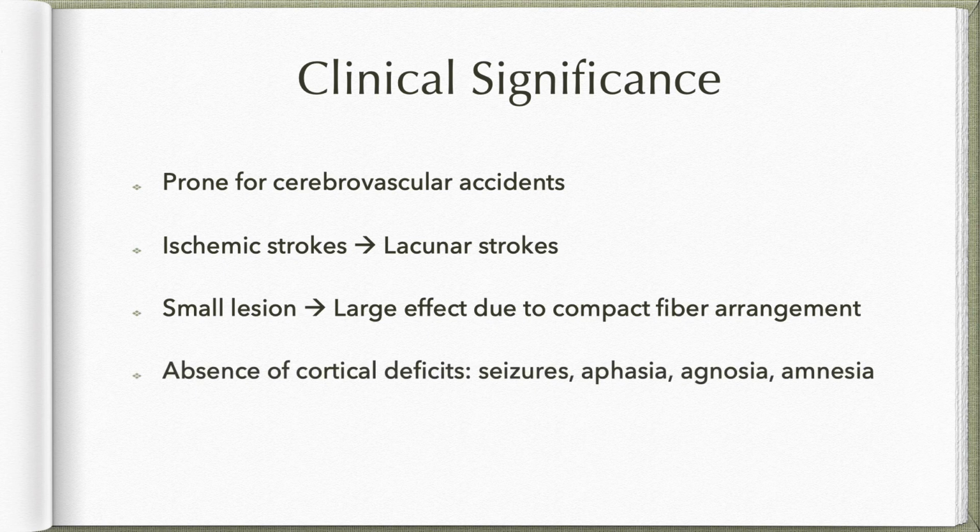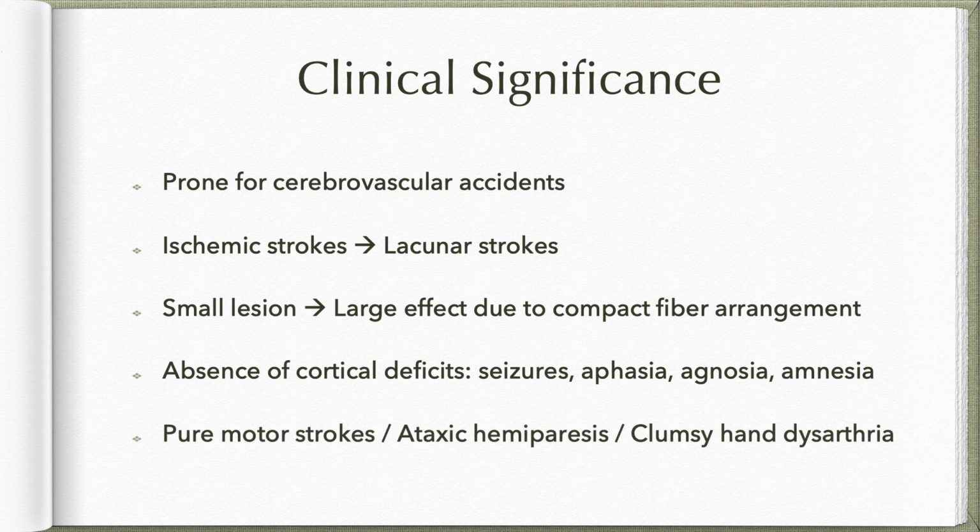How to differentiate whether the lesion is in the internal capsule or the lesion is in the primary motor cortex or sensory cortex? In case there is a lesion to the cortex, there will be other cortical deficits like presence of seizures, aphasia, agnosia or amnesia. Now these features will be absent if the lesion is in the internal capsule.